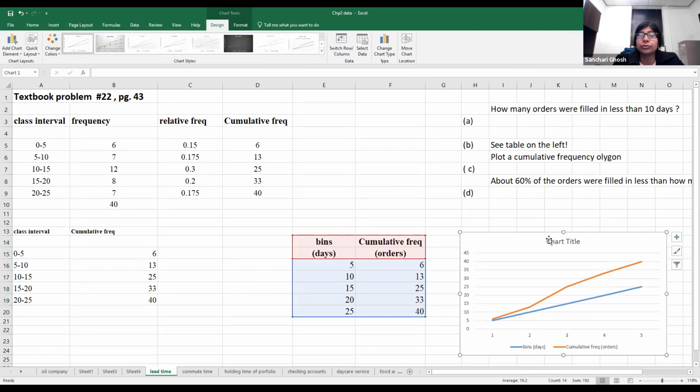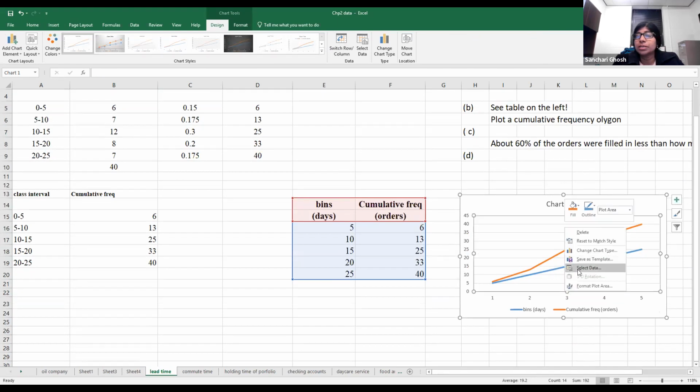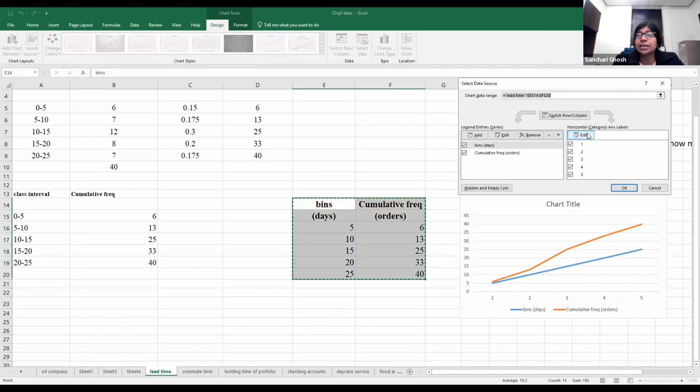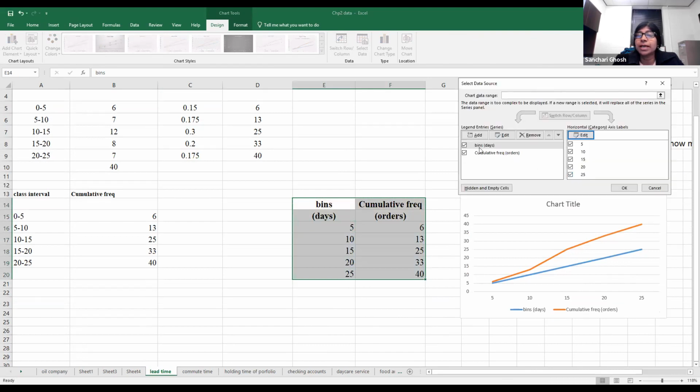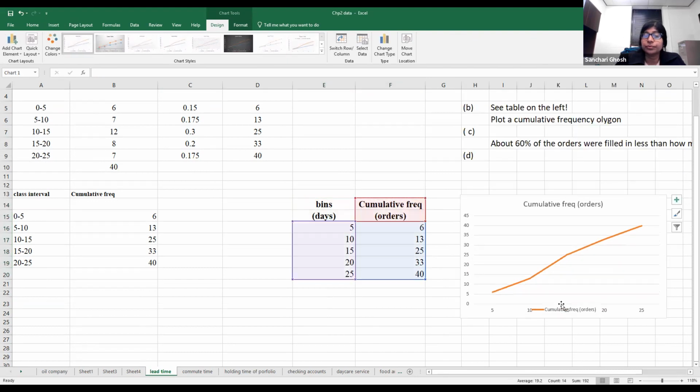Again, graph looks a little messed up, but right click, select data, edit. These are the beans on the horizontal axis. Take out the beans from the legend entries. This is your cumulative frequency. Take these off. Okay, so there you go.